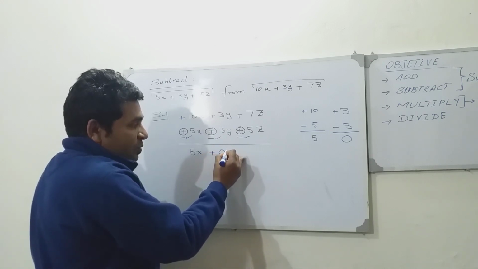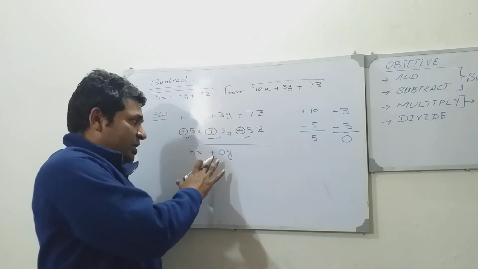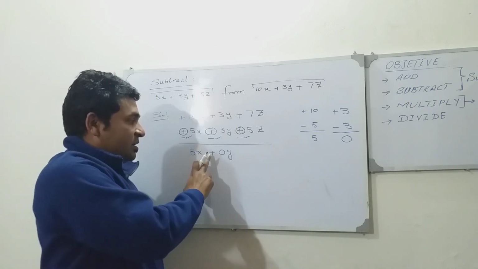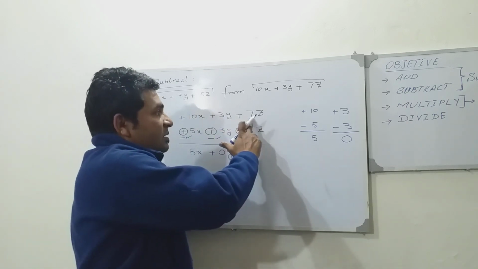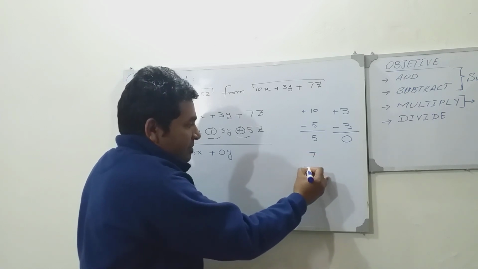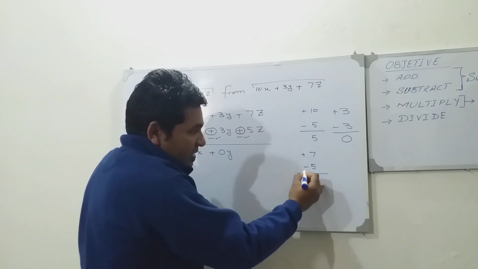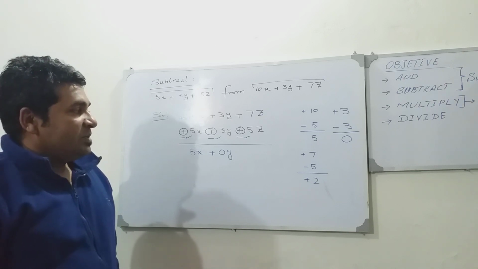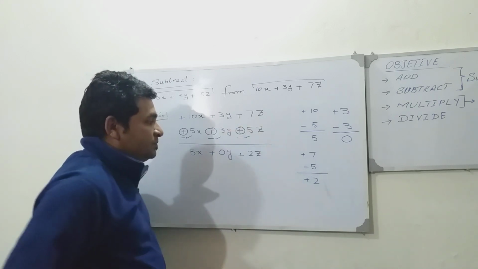So it is plus 0y. Mostly we take 0 as positive, so there is no need for confusion about whether to write a negative or positive sign. Just simply put a positive sign, it's fine. Then 7 and minus 5. 7 is positive, 5 is negative. The answer is 2, and we have a positive sign there. So it is positive 2z.